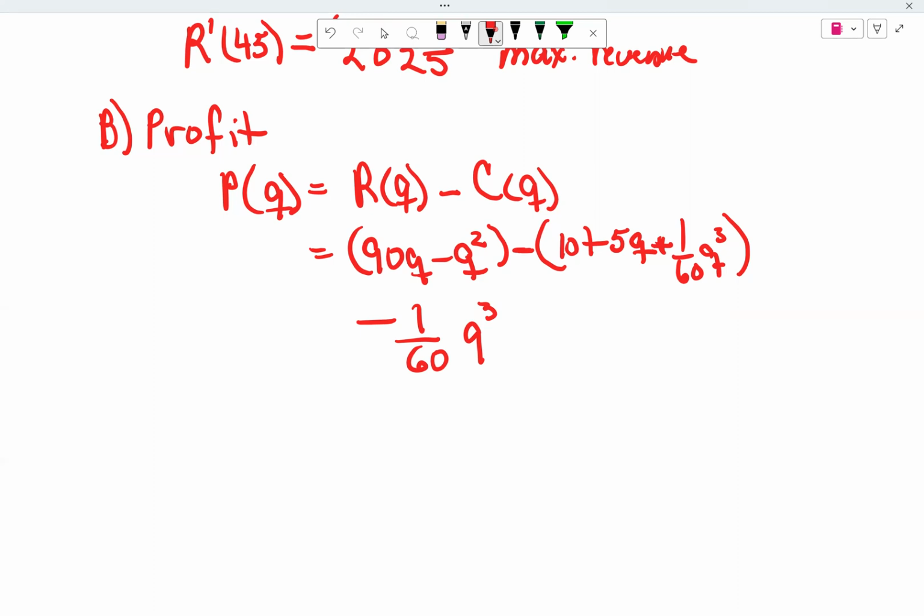So distribute the negative, collect your terms, you end up with negative 1 over 60 Q to the third. You're going to end up with negative Q squared. Just collecting the like terms, you're going to end up with positive 85Q. And then lastly, minus 10.